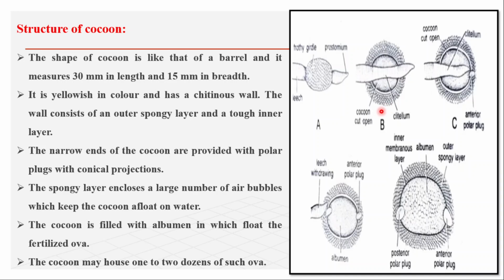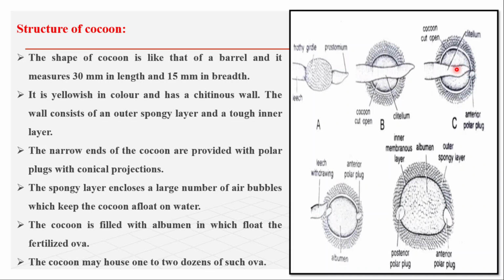See the cut open cocoon given in diagram B here. The position of clitellum is from 9th, 10th and 11th segment. The cells of clitellum secrete the albumin and the foam-like girdle structure here. In the C diagram, anterior polar plug is seen. The polar plug is a triangular structure which fuses the end of the cocoon so that the albumin and the fertilized eggs inside can't be released out. So the fusion takes place with the help of polar plugs.